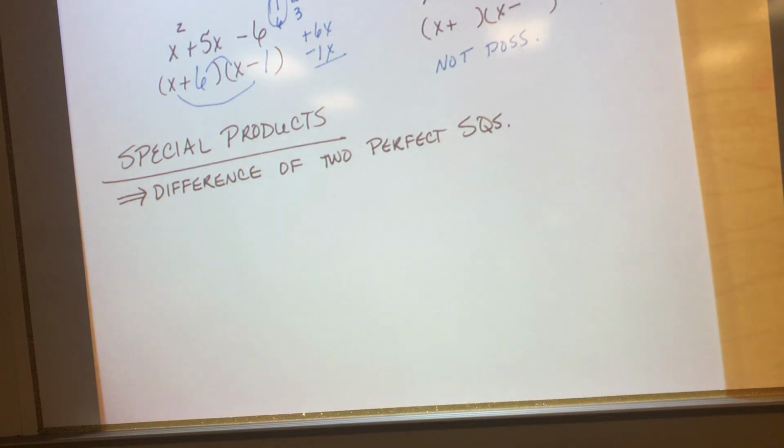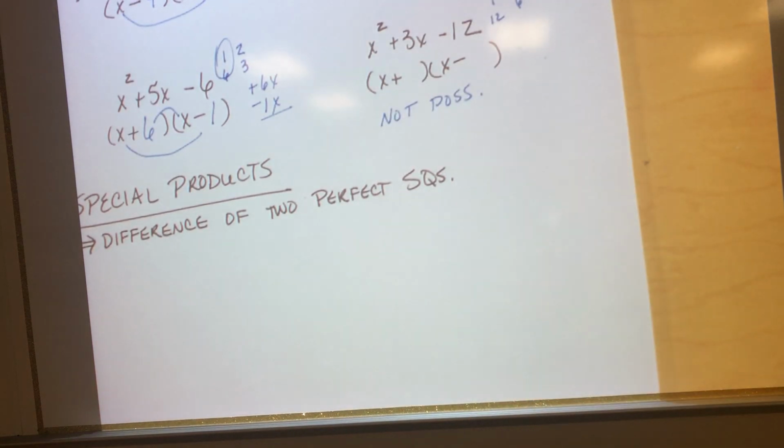I don't get what you mean by that. Okay, so let's talk about that for a second. All right, let's talk about perfect squares. So a perfect square is 4. Why? Because 2 times 2 is 4. A perfect square is 9, because 3 times 3 is 9.